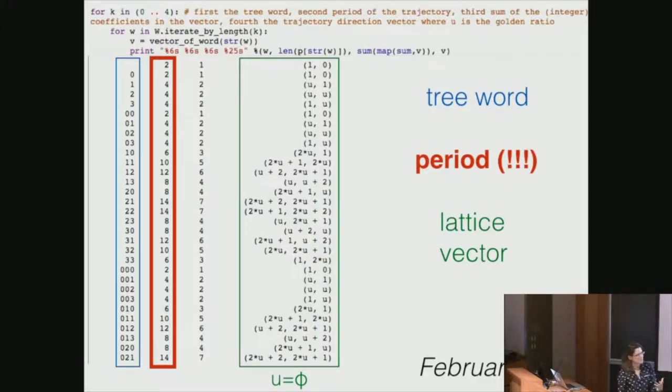And this was my burning question. Incidentally, it wasn't Samuel's burning question. It was only my burning question. So we made a table. On the left here is the tree location, like 2, 1, matrix 2 and then matrix 1. Here is the period. We had the period. And then here is the lattice vector.